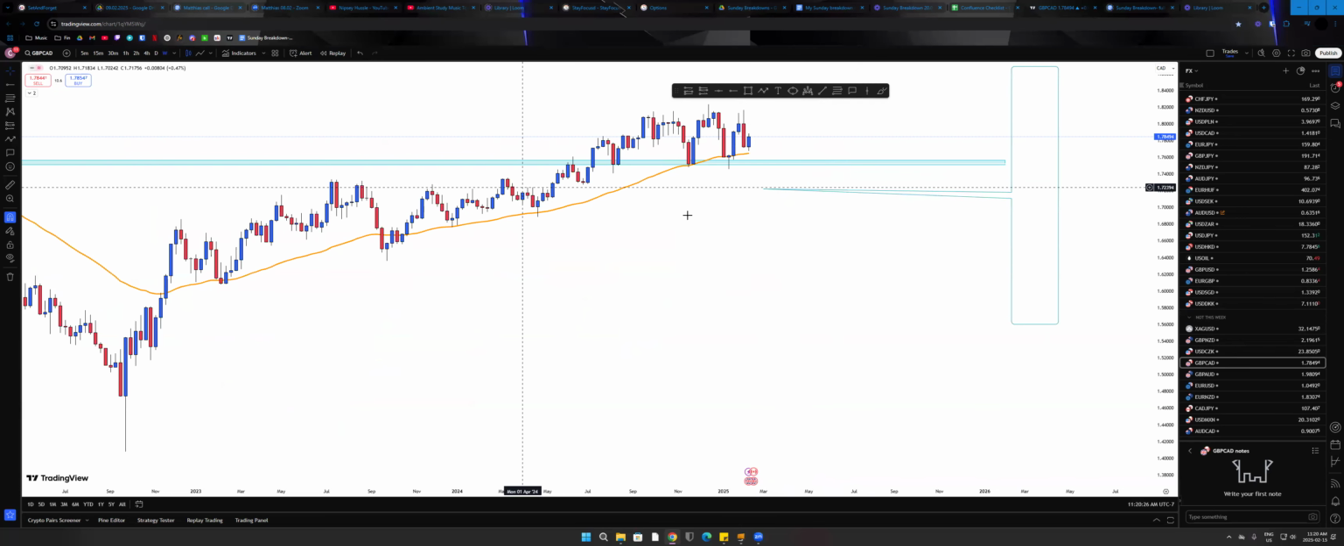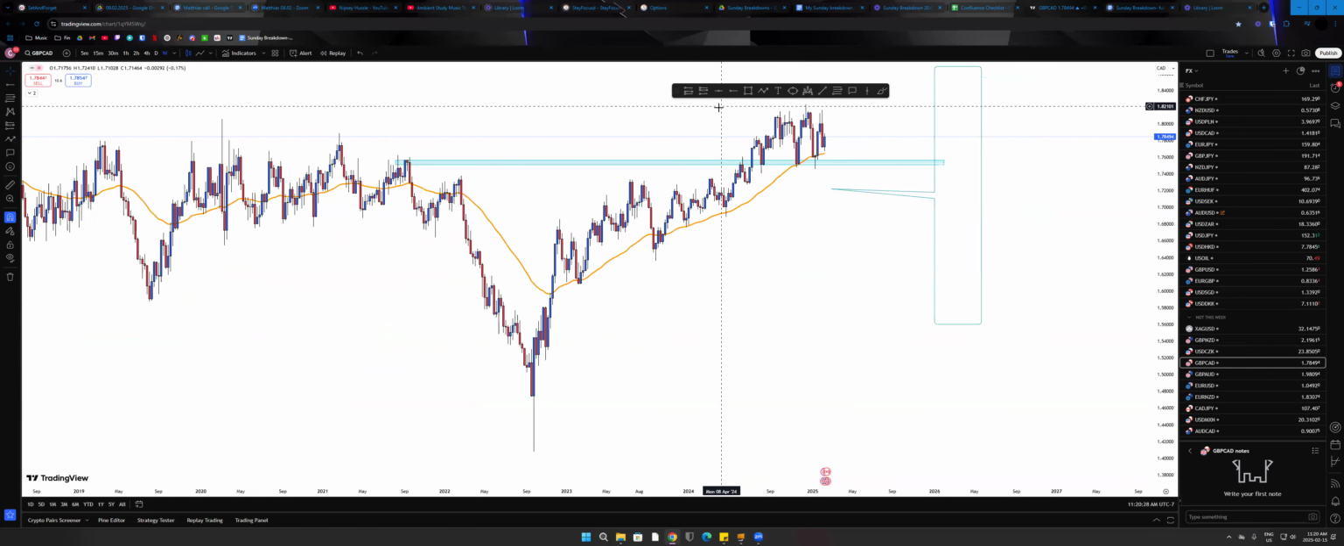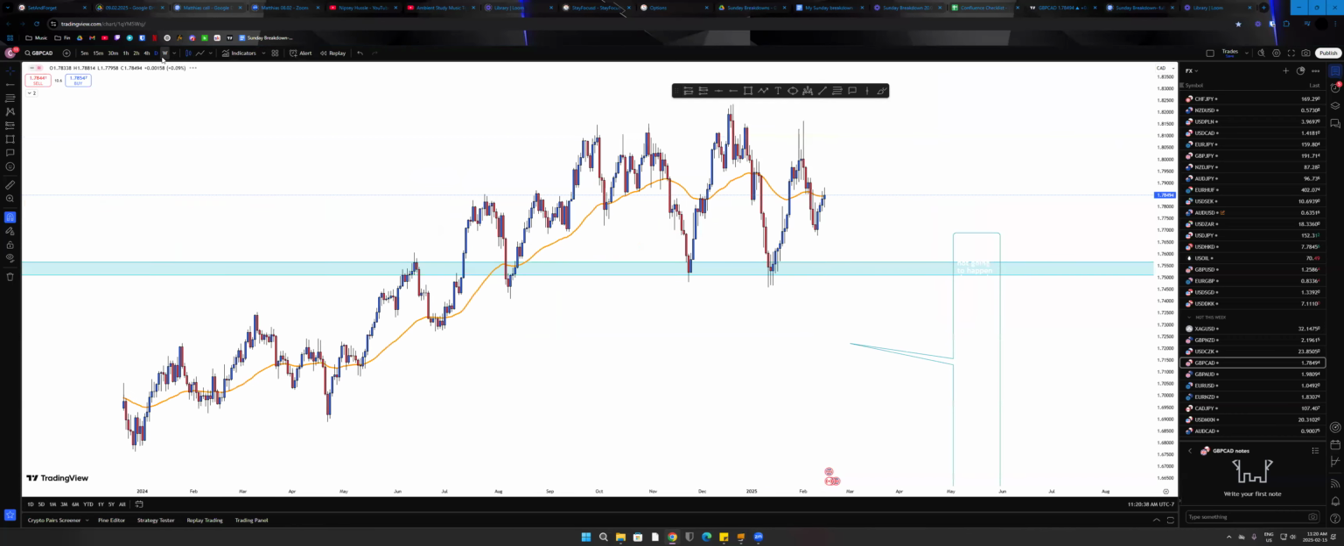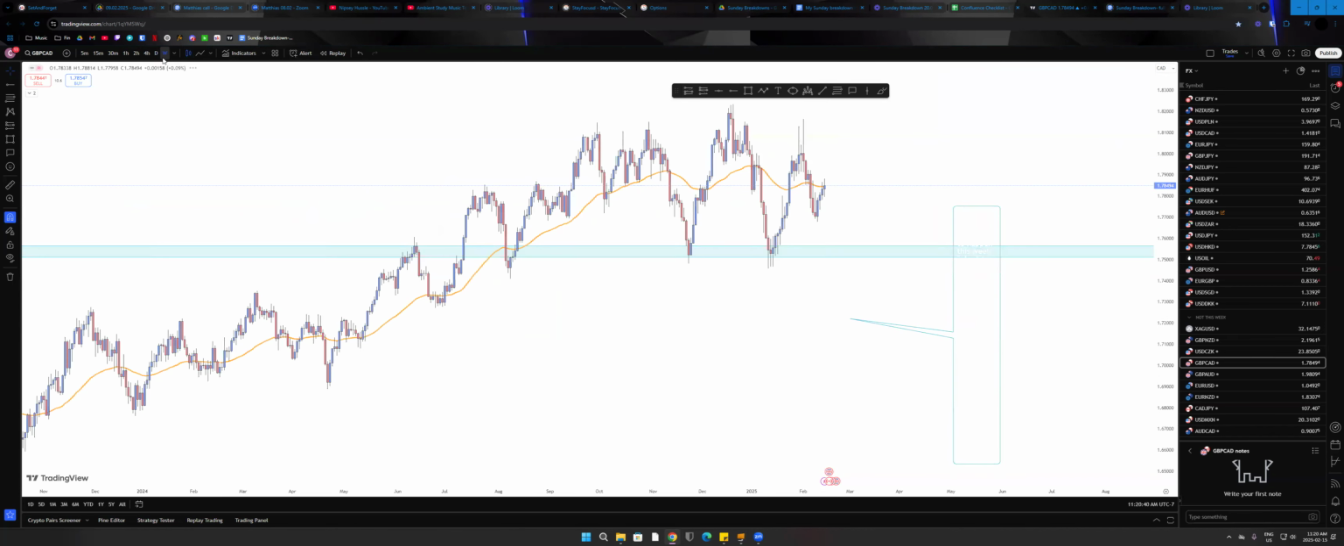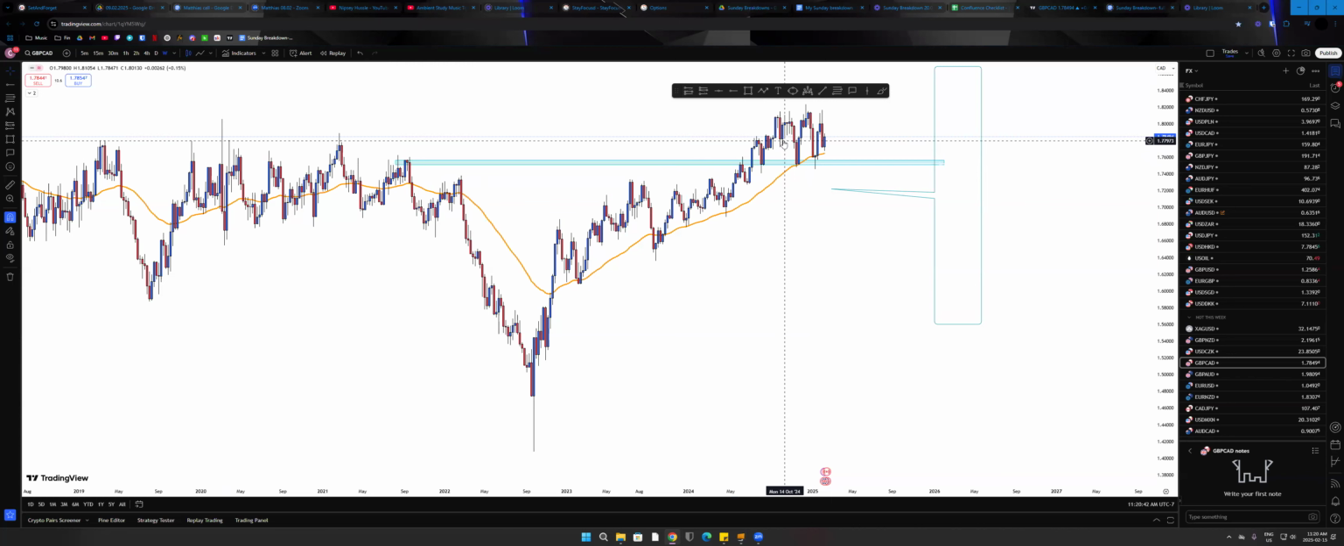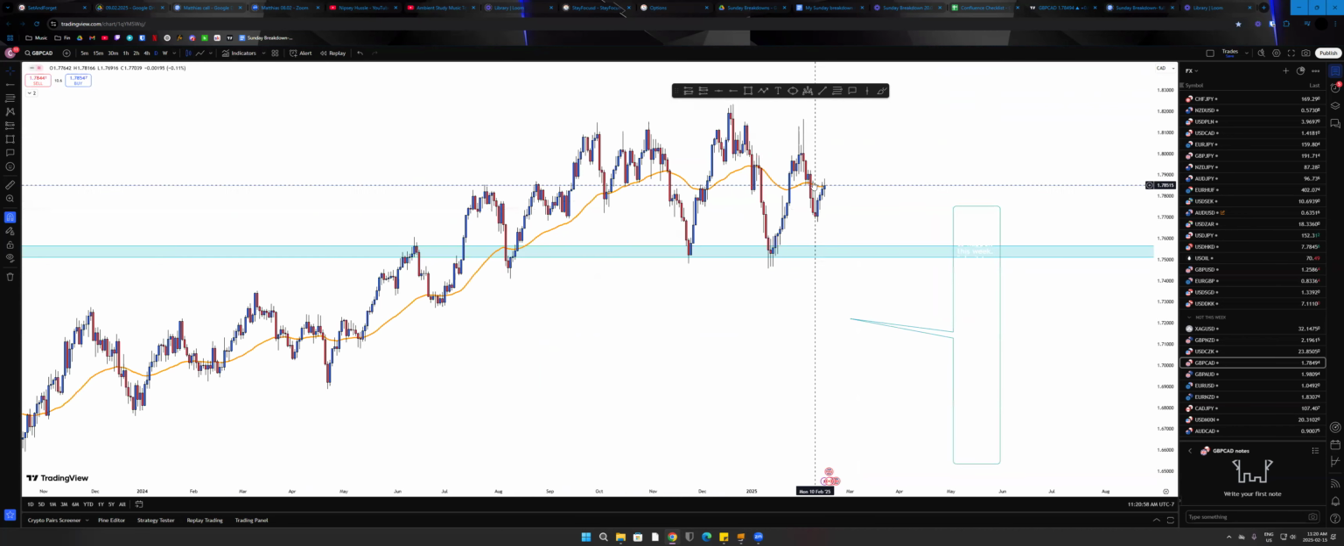GBP CAD weekly. Okay. First of all, this is moving sideways like that, so that's not good. And then second of all, we are bullish. Daily is bullish as well too. But no, that's all bullish. Daily is bullish.